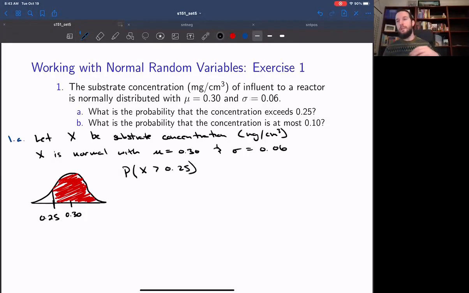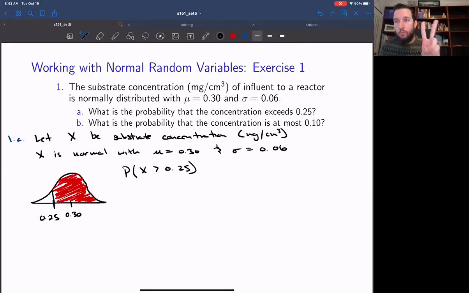Okay, so we need to convert this into a standard normal. There are two ways that we can write this out, but both ways are following the process from the previous slide. So step one is convert to z-score, and step two is just look the value up.